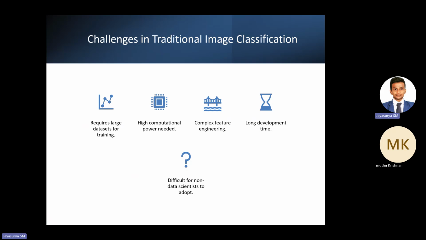And now, challenges in traditional image classification. While getting more benefit by using custom vision, we have some challenges in real time. The real time challenges are that we need a large data set for training, high computational power for training the data set, and complex feature engineering. Why? Because we have to label according to the images, and that takes a lot of time. And the last thing is that it is difficult for non-data scientists to adopt it.